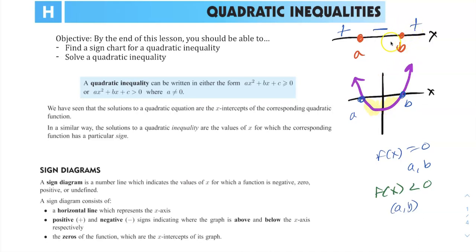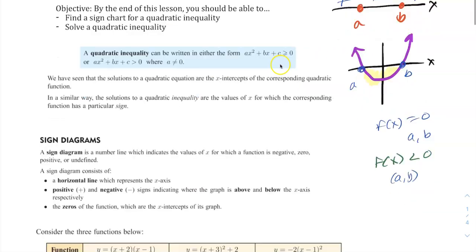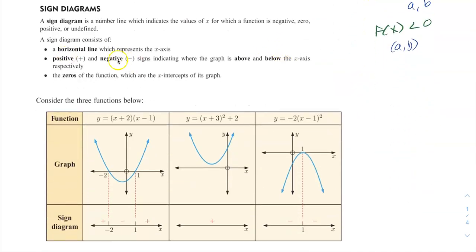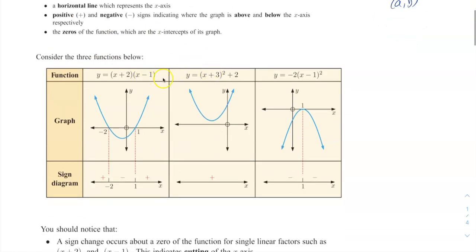So it's a quick sign chart, just so you know, okay, this is where my function is positive, this is where my function is negative. And that's what a sign chart does. A couple things to keep in mind, right? The horizontal line is the x-axis, like I said. For positive and negative values, you generally use plus or minus to show if it's above or below. And zeros are the x-intercepts.